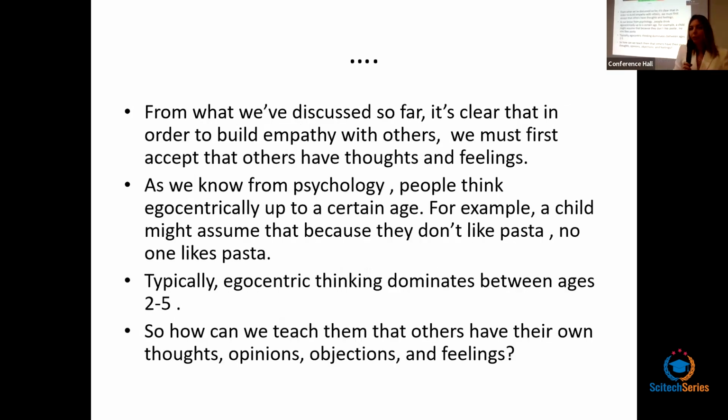From what we have discussed so far, it is clear that in order to build empathy with others, we must first accept that others have thoughts and feelings. As we know from psychology, people think egocentrically up to a certain age. For example, a child might assume that because they don't like pasta, no one likes pasta. Typically, egocentric thinking dominates between ages 2 and 5. So how can we teach them that others have their own thoughts, opinions, and feelings?